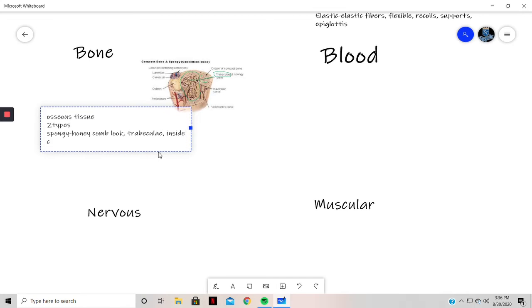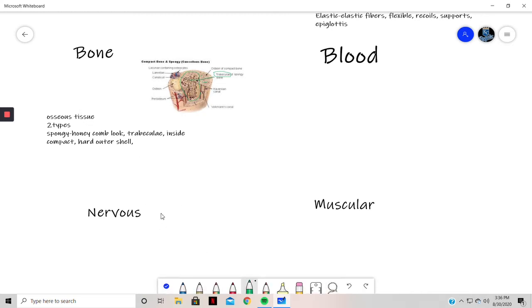Now the second type, compact. Okay, that's that hard outer shell. I think that's about it for compact. Thick, dense, if you want to, but those are all terms that you should be able to describe as far as a bone. And let's close that out. And that's the bone right there. So just in case anybody's confused, this information goes with bone right there.